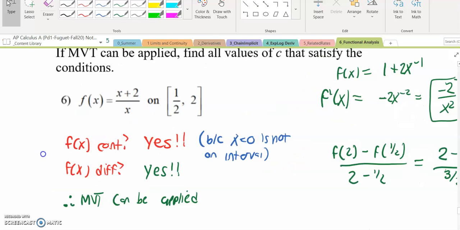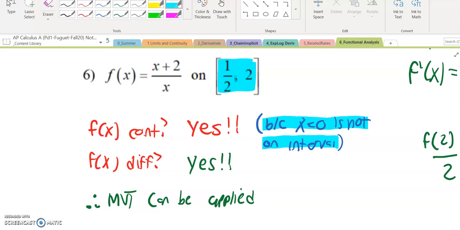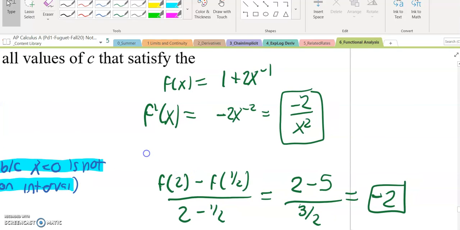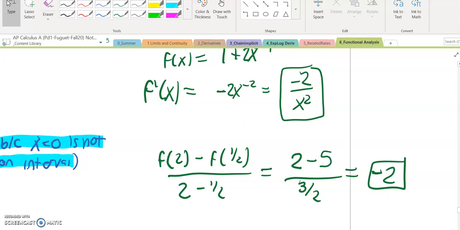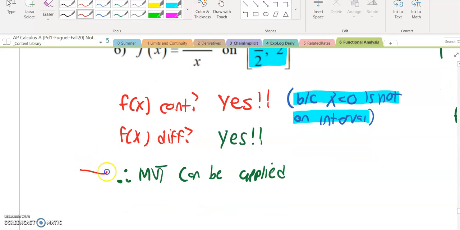So first thing we need to do with the mean value theorem is verify that the hypothesis is true. So f of x is continuous, and the reason why is because x equals 0 is not on the interval. Look, we're only looking between the numbers 1/2 and 2. So because 0 is not on that closed interval, we can indeed say that f of x is continuous. F of x is differentiable because when you take the derivative, we get -2 over x squared, and the only point that is going to create a situation where the derivative is not continuous is x equals 0, which once again, for the same argument, is not on the interval. Therefore, we can apply the mean value theorem.